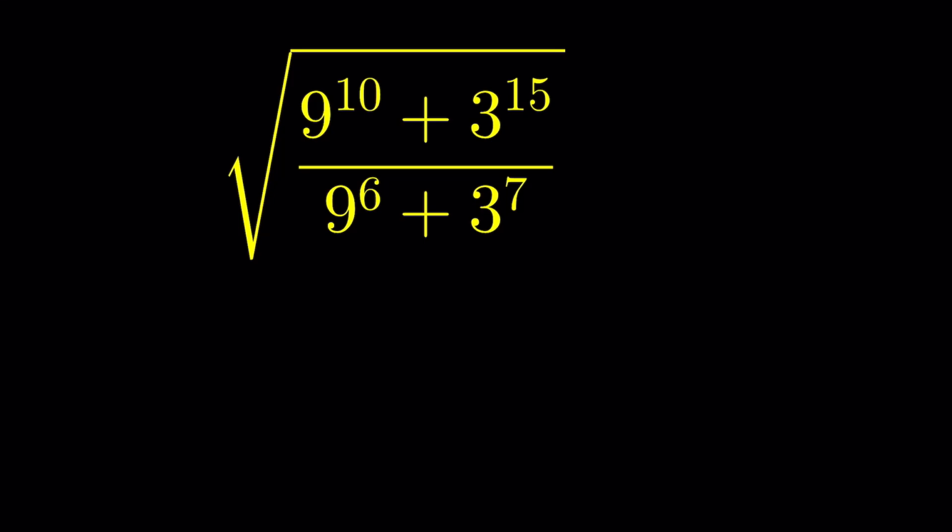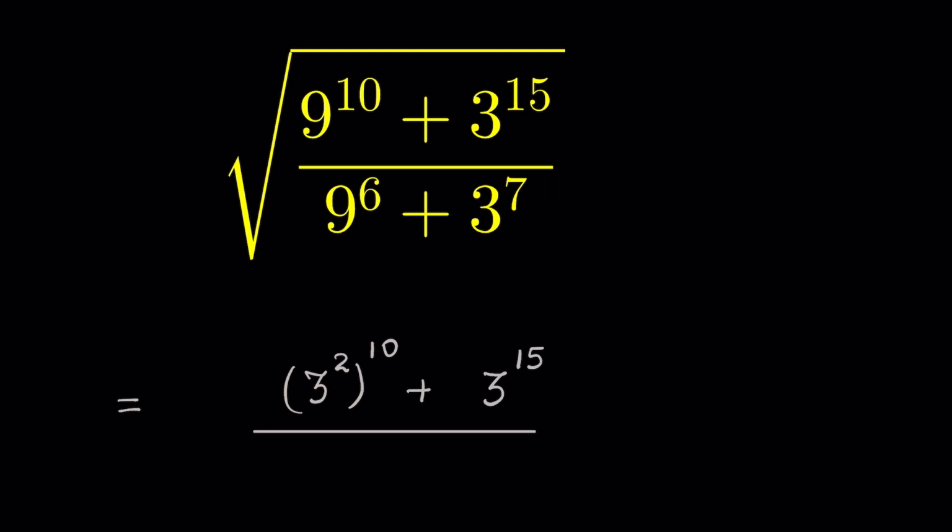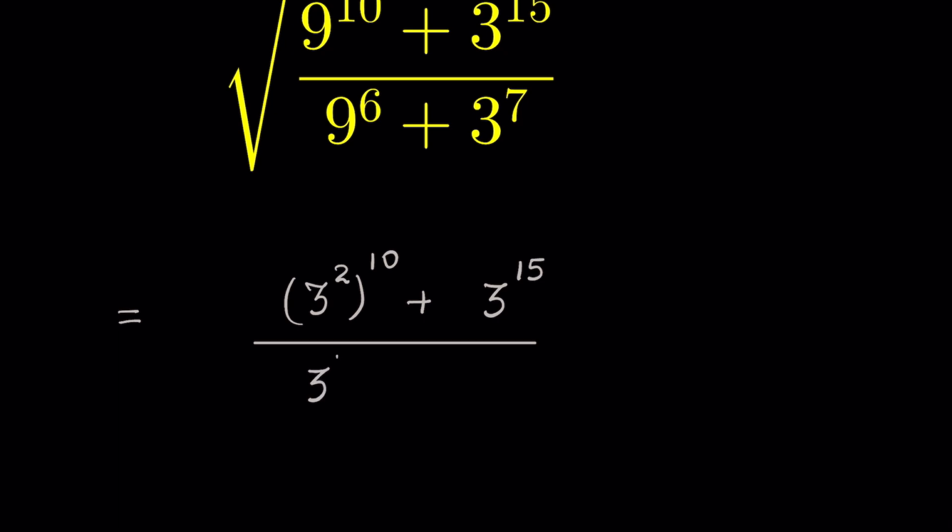Square root of (9 raised to the power 10 plus 3 raised to the power 15) upon (9 raised to the power 6 plus 3 raised to the power 7). We have to simplify it. Now 9 we can write as 3 raised to the power 2, then whole raised to the power 10, plus 3 raised to the power 15 upon 3 raised to the power 2 whole raised to the power 6, plus 3 raised to the power 7, under square root.